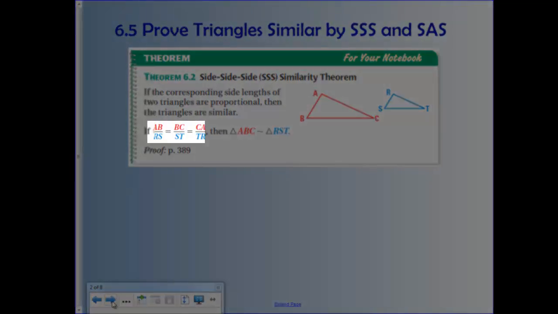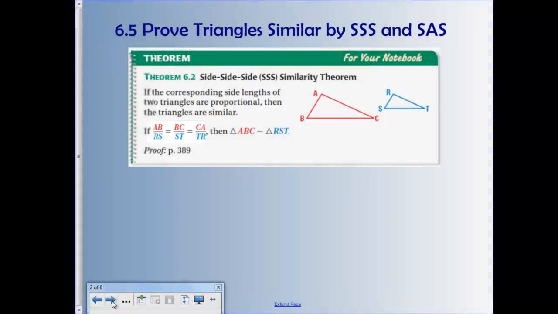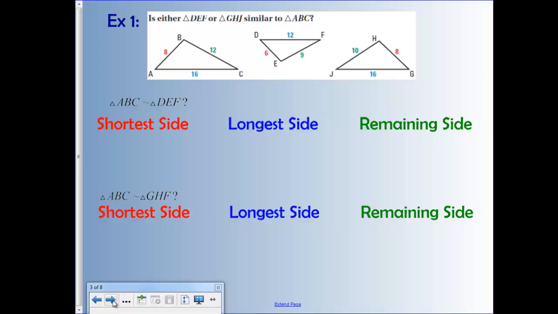What do we call something that looks like this? Remember what we call this? This is a statement of proportionality. You guys have seen that before. So here's what we're going to do. It says, is either triangle DEF or GHJ similar to this first triangle, which is triangle ABC? I want to know, are these similar? And then I want to know, are those two similar? So the first one, ABC and DEF, are these similar?